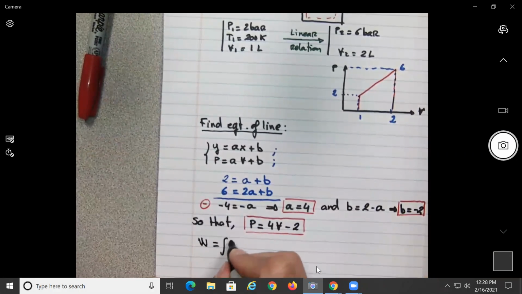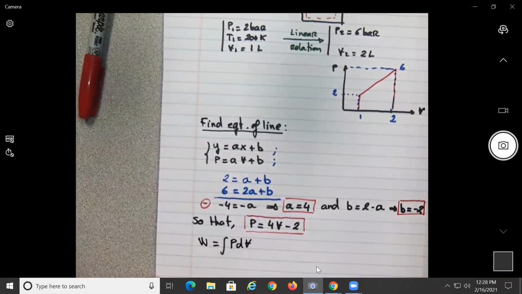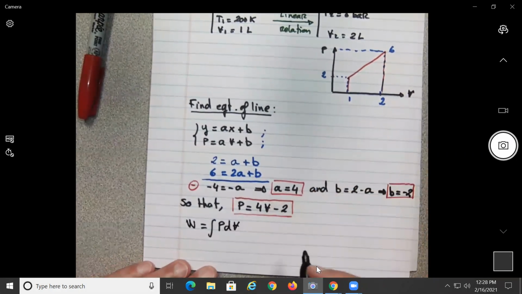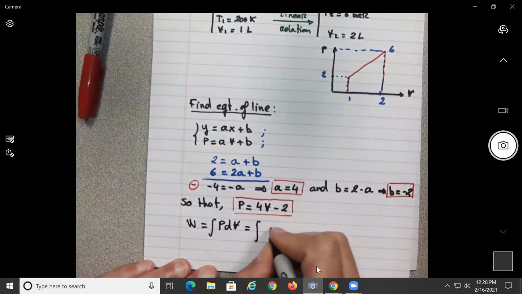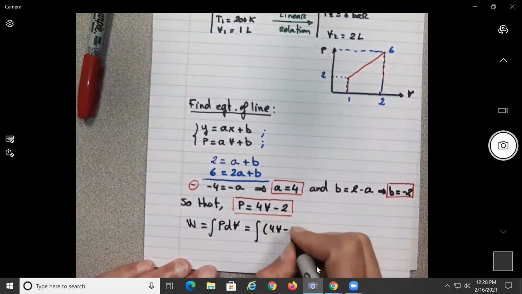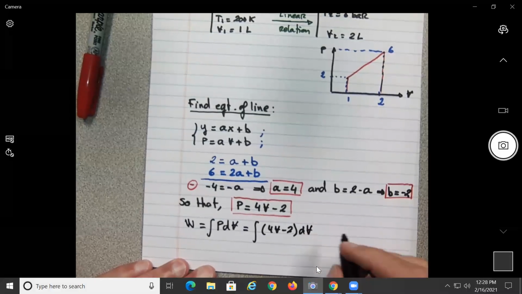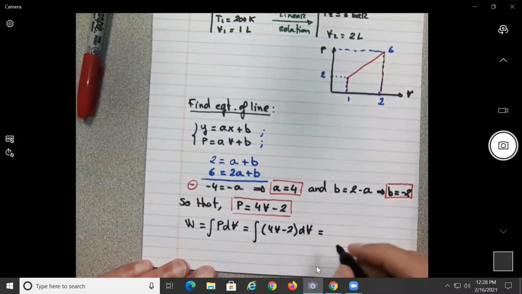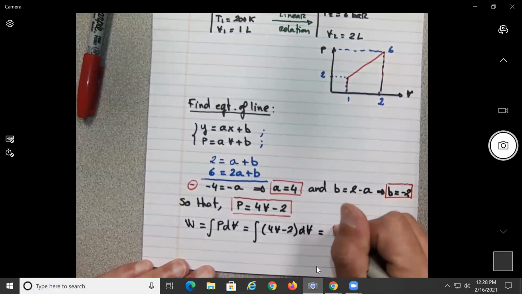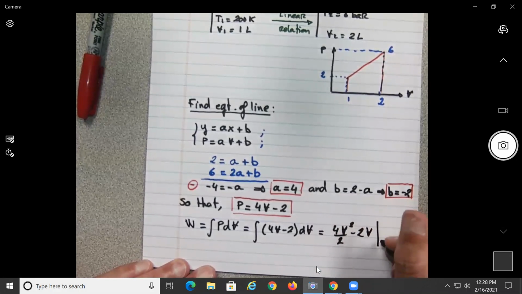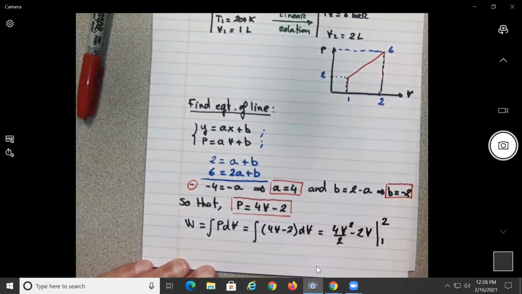It is equal to the integral of P dV. You see, it's a lot faster to do it geometrically, but this will be equal to what? The integral of 4V minus 2 dV. So the work will be equal to the integral of 4V squared over 2 minus 2V between 1 and 2.